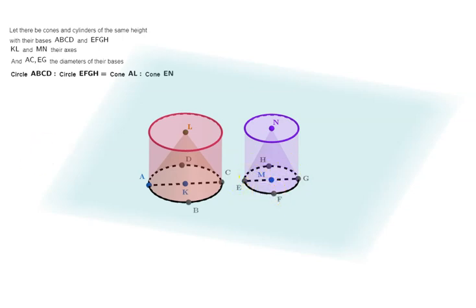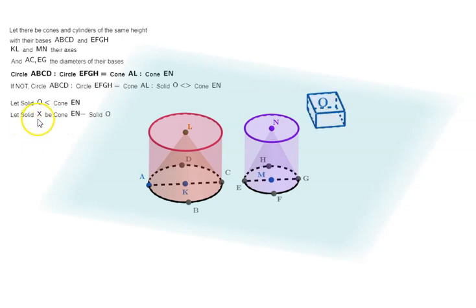So again, we are going to use proof by contradiction. If not, circle ABCD is to circle EFGH as cone AL is to some solid which is not equal to the cone EN. That means either it is less or it is greater than the cone EN. So let that solid O be less than cone EN, so the volume of the solid O is less than the volume of the cone EN.